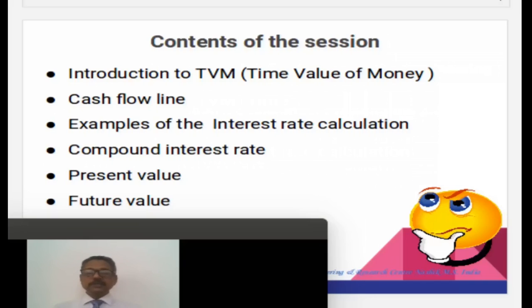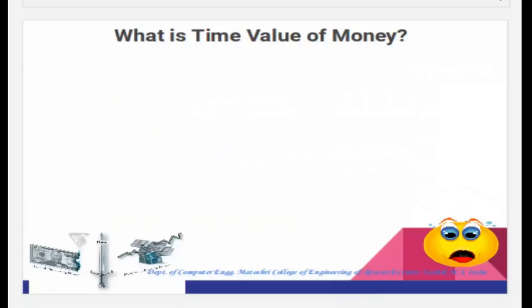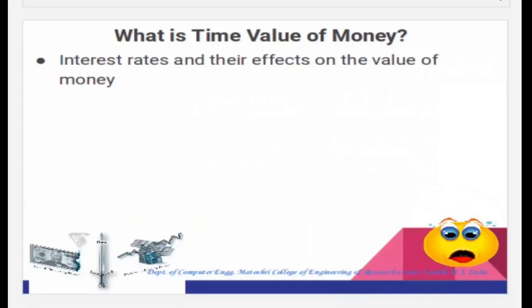Next, we will see what is time value of money. Now we will learn what exactly time value of money is, interest rate and their effects on the value of money. Actually, this part is concerned with interest rate and their effects on the value of money. Interest rates have widespread influence over decisions made by businesses and by us in our personal lives.